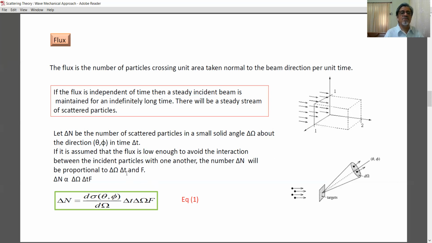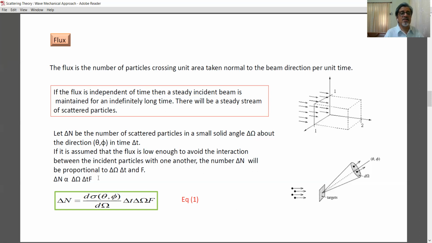So number will be high if solid angle is large. Number will be high if you are taking delta t, time interval, large. Number will be high if the input flux is high. So delta n, number of particles deflected in direction theta and phi, will depend upon these quantities. One is the solid angle. If solid angle is large, obviously the number of particles observed is large. If you are taking time interval large, then obviously the number of particles detected will be large. If you are detecting in 1 second and if you are detecting in 10 seconds, the number of particles will be large. And if the flux is large, then the number of particles deflected will be large. So that is shown by this proportionality relation. Delta N is proportional to delta omega, delta t, and F.